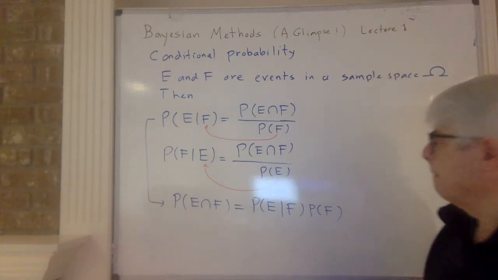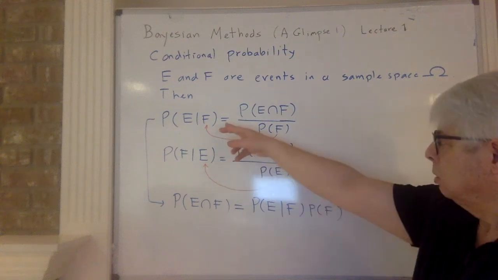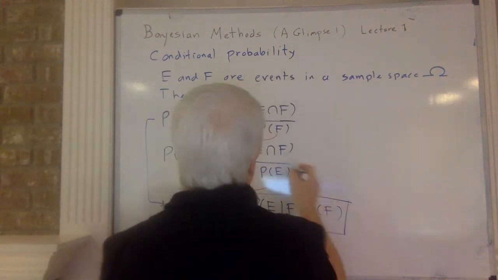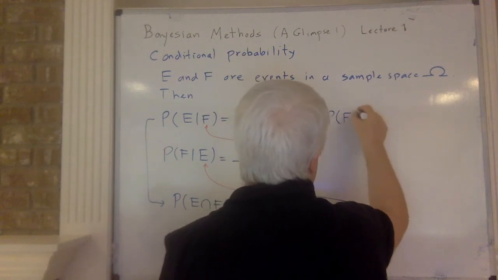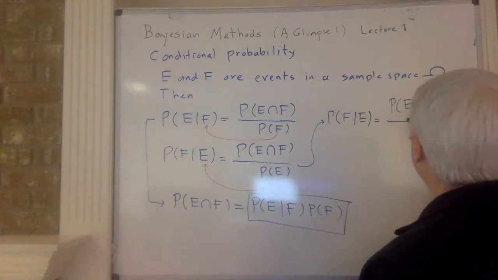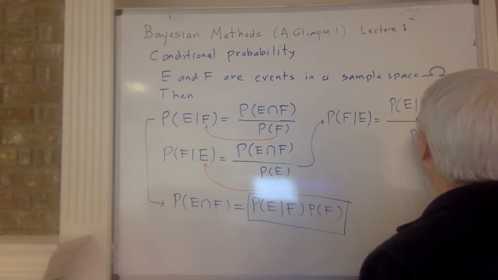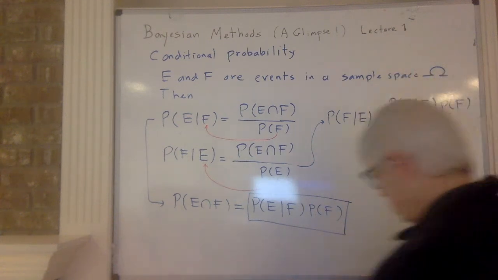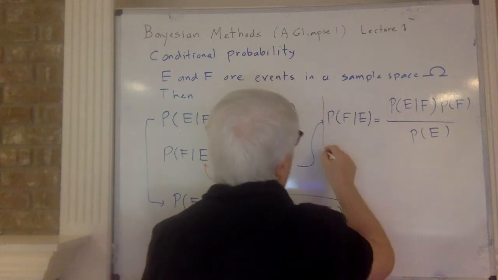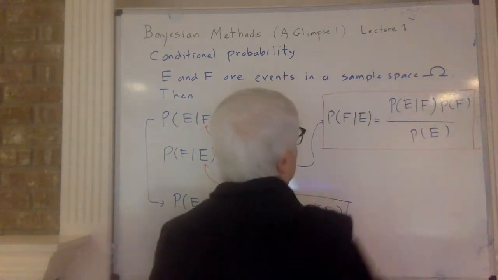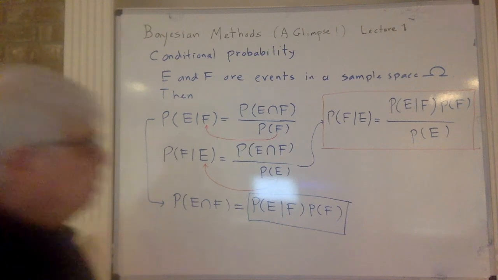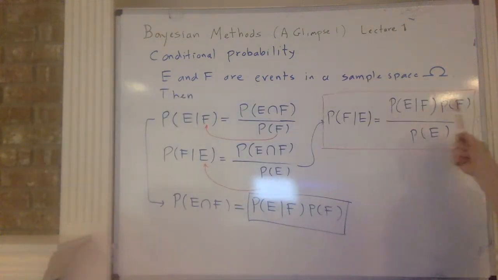If I just plug in this thing here, P of F given E is in fact P of E given F, P of F divided by P of E. So some people say that this is in fact Bayes' formula. And you can see it comes from just these simple facts. But the significance is this. Suppose you have this one, and this one, then you can find this.